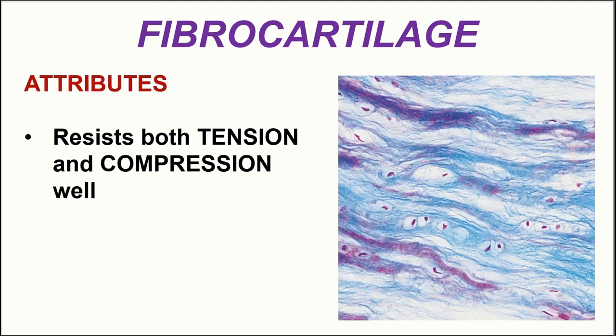So we saw fibrocartilage's locations in the pubic symphysis, the intervertebral discs, and the pads of the knee joint. The places that fibrocartilage is found tend to experience both tension and compression, and because of that, fibrocartilage is a tissue that resists both tension and compression really well. So it's kind of an intermediate between hyaline cartilage and elastic cartilage, in that it's able to resist both of those types of forces.